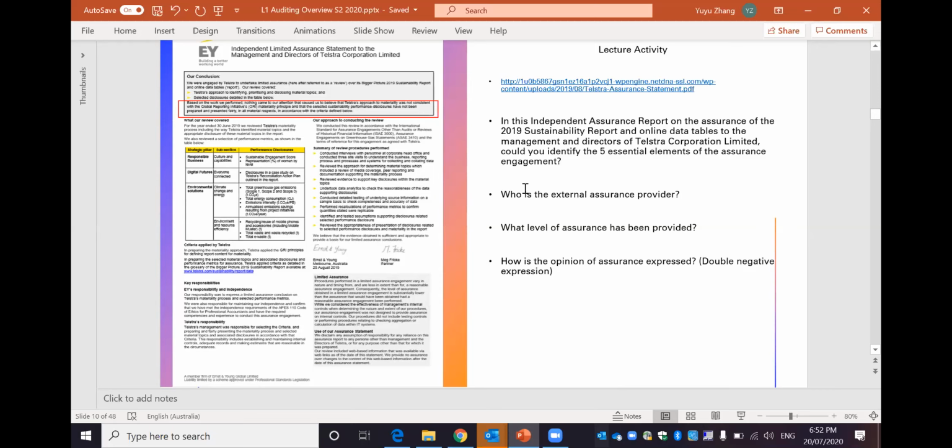So nothing has come to our attention to show it is not consistent, to show it is not complying, to show it is not true and fair. So from the tone's perspective, which one is stronger, the positive way or the double negative way? Just by reading the expression, which one actually gave you the higher level of confidence?